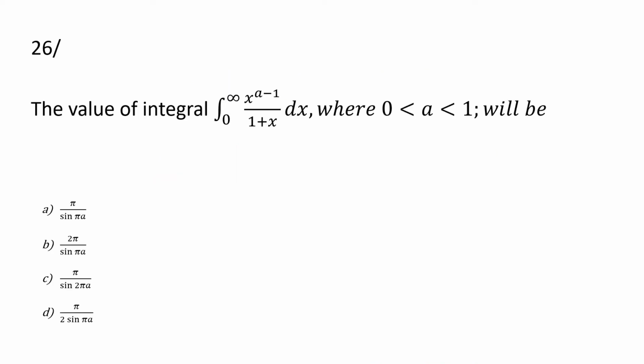So here is the first question of this session: the value of the integration from 0 to infinity of x to the power a minus 1 divided by 1 plus x dx, where a is from 0 to 1, will be. And here the options are pi by sine pi a, 2 pi by sine pi a, pi by sine 2 pi a, and pi by 2 sine pi a. So let's see what will be its answer.